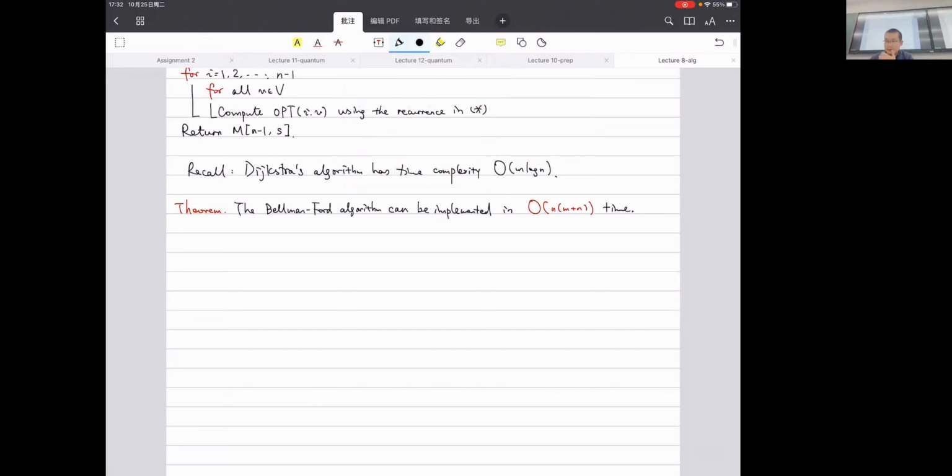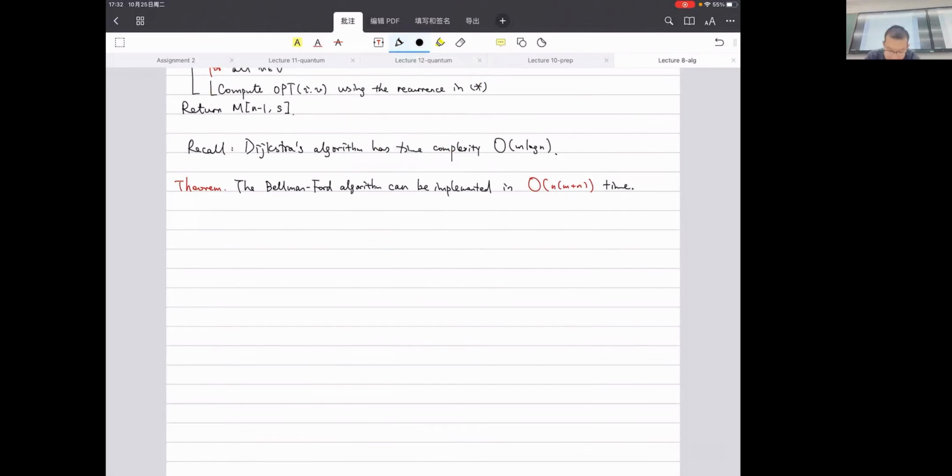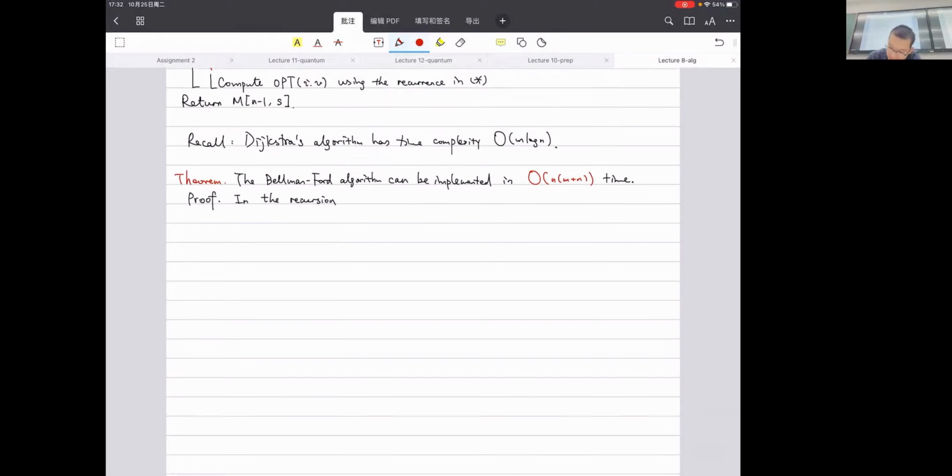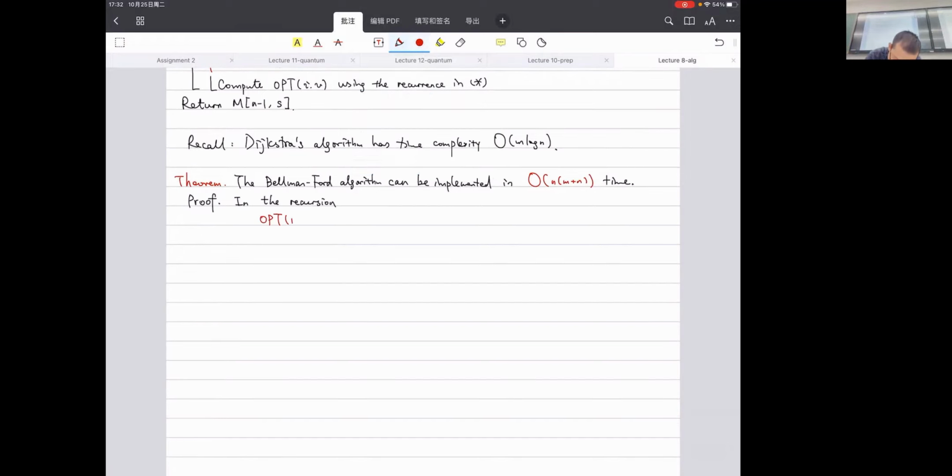So this is what we are going to prove next. So why is this the case? Proof. Basically in the recursion star, for our convenience, let's copy this here again. OPT_i(v) equals the min of OPT_{i-1}(v) and the min over all w in V of OPT_{i-1}(w) plus c_vw.